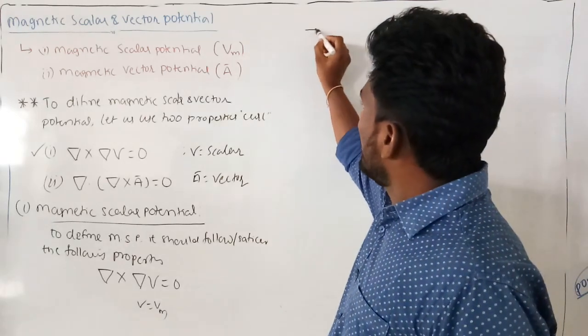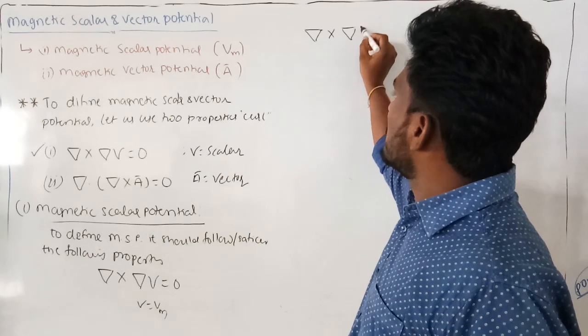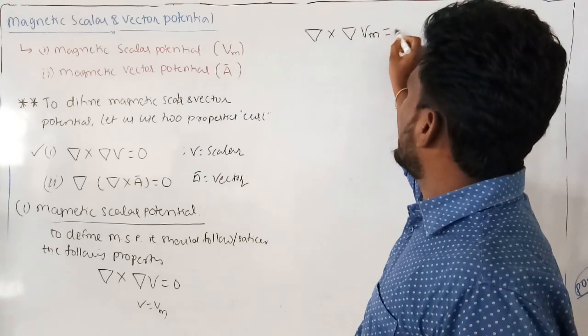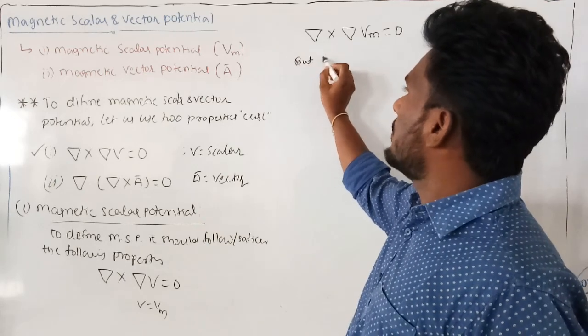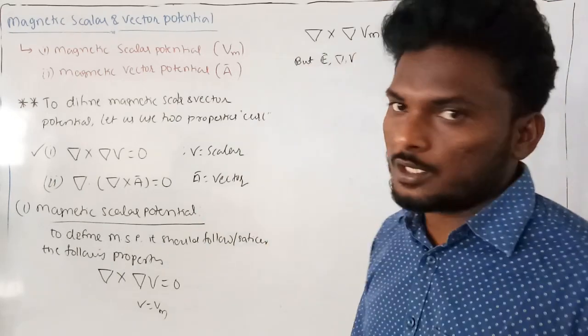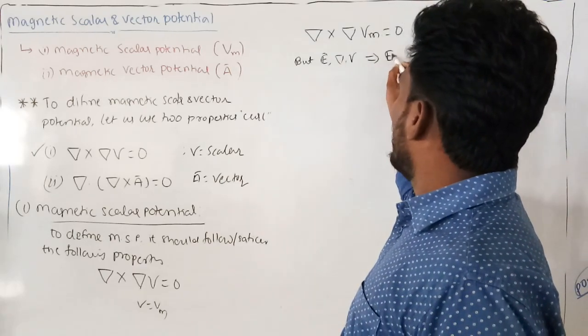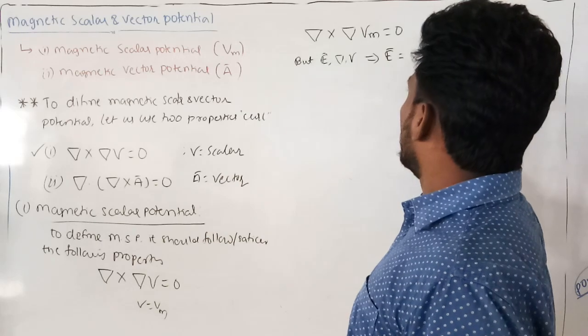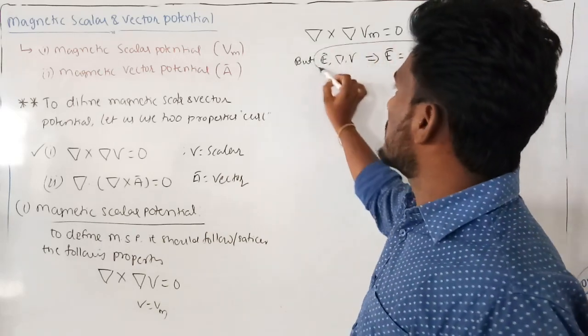Okay, if you substitute it in a property of curl, you get curl of del cross del Vm equals 0. But in electrostatics, we had a relation between electric field intensity, the curl operator, and potential. So what is the relation between these three terms? Electric field intensity is equal to the negative gradient of potential. This is in the case of electrostatics.